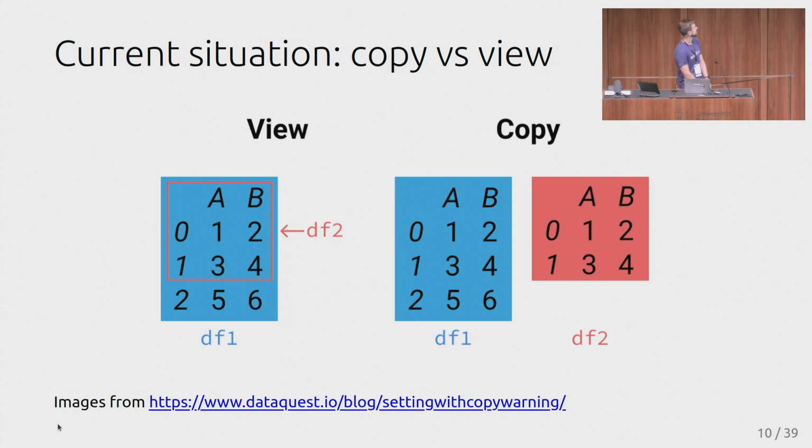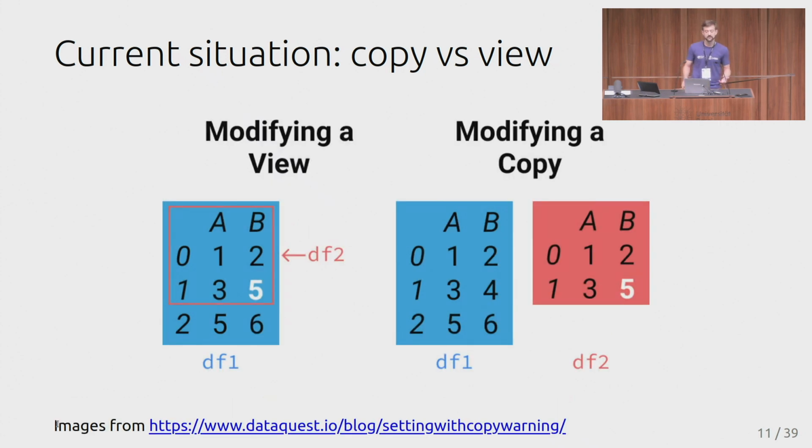They're sharing the data that underlies them. And then on the right, you have the same data frames, df1 and df2, except the memory is a copy, so they're no longer sharing the same exact data. Now, whether you're working with a view or a copy is really important when you go to mutate a value. Let's say we change the value 4 to being a 5.